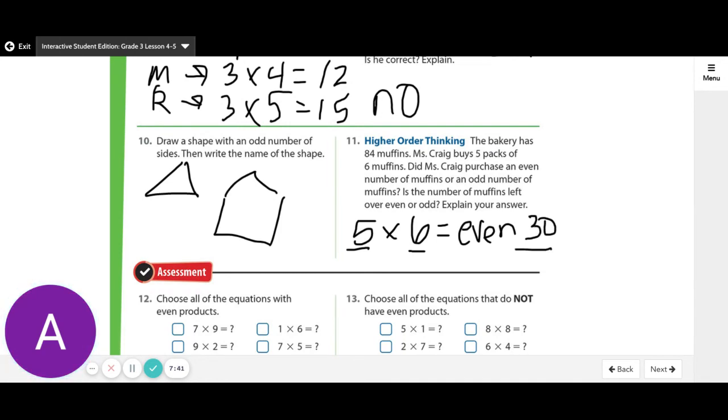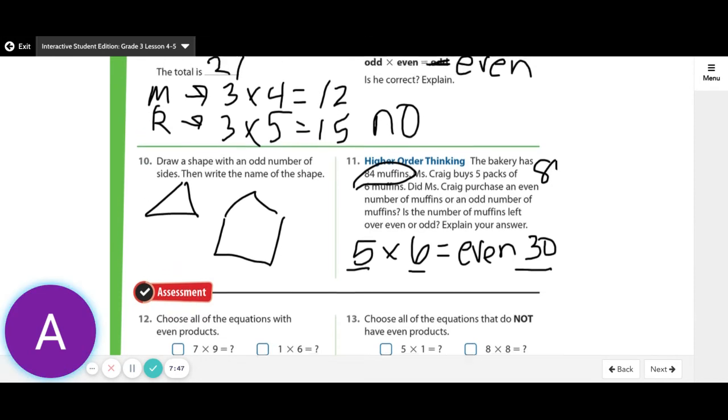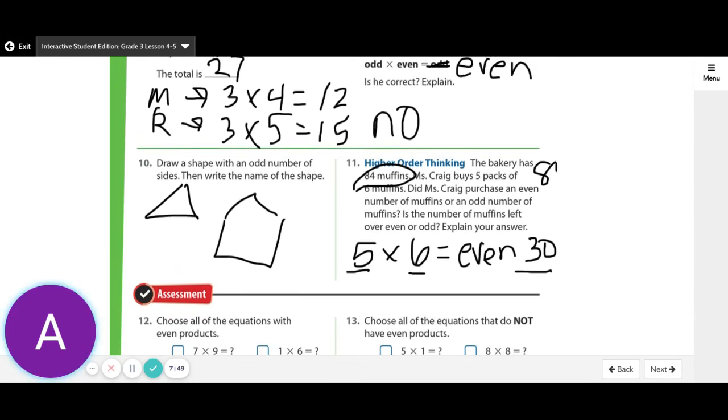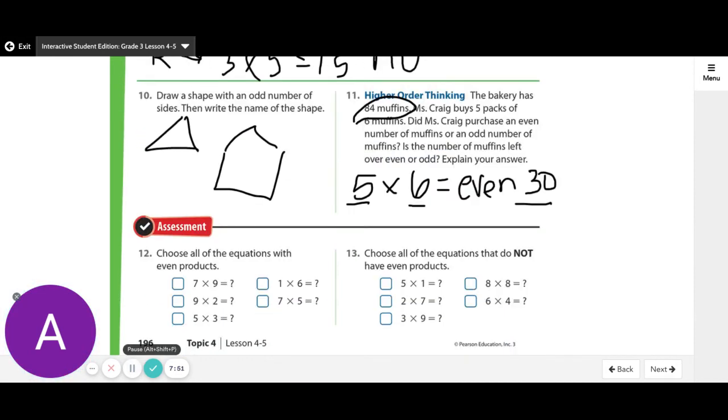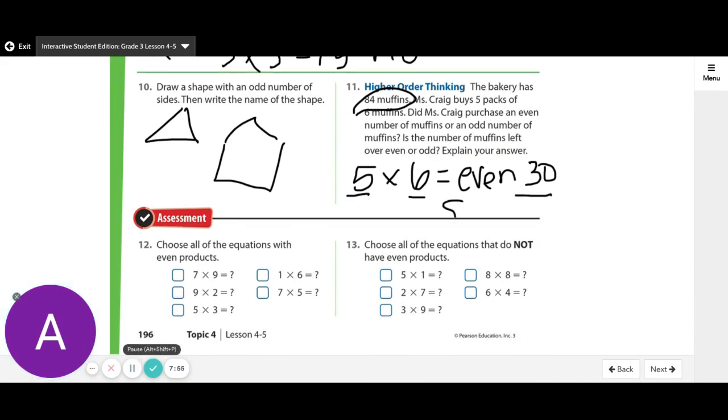And then it says, is the number of muffins left over even or odd? So she started with 84. So I want you to do 84 minus 30. Oops, so we'll move it down here. So we want to find 84 minus 30. Pause the video to solve. So our leftovers are 54 muffins, which should be even.